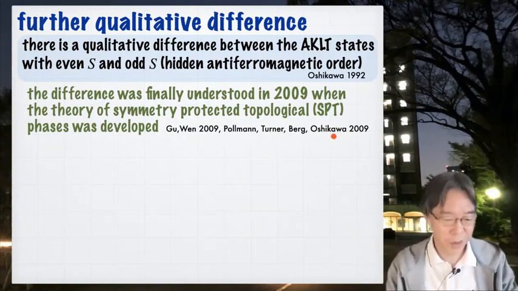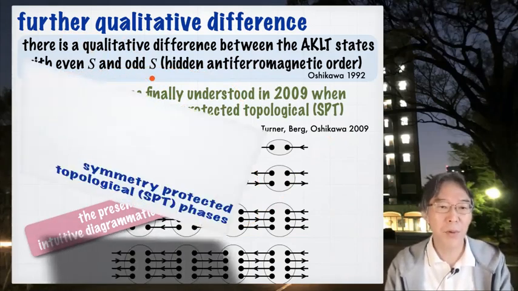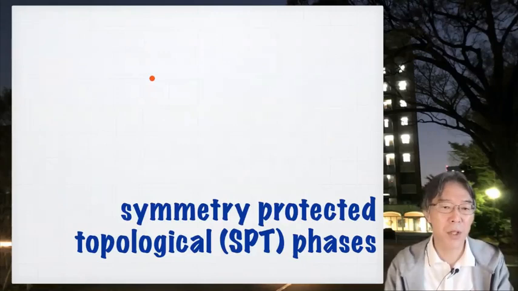So what are we going to do in this paper? Here, we want to provide an intuitive diagrammatic explanation for this difference. As for the difference between integer and half-odd integer, the valence bond picture gave us an intuitive diagrammatic explanation. We want to do the same thing for this difference between even and odd S. But before going on, I want to say something about SPT phases.